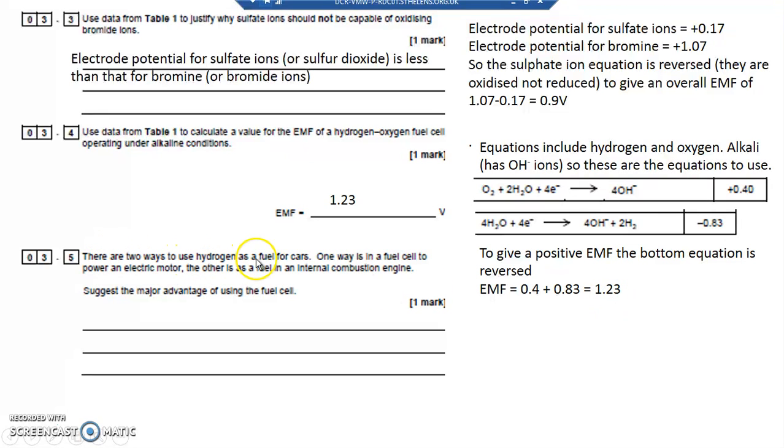There are two ways to use hydrogen as fuel for cars. One way is a fuel cell to power an electric motor. The other way is as a fuel in an internal combustion engine. So what's the major advantage of a fuel cell? It doesn't waste as much heat energy.